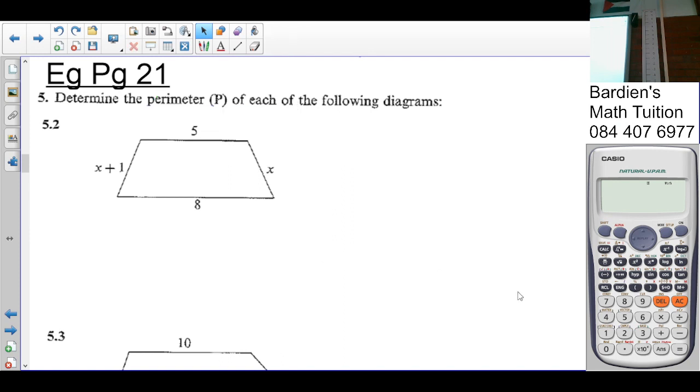It almost looks like what? Trapezium. You know, just shapes at least.